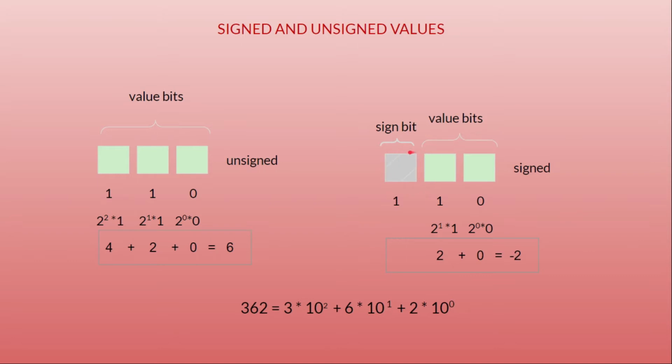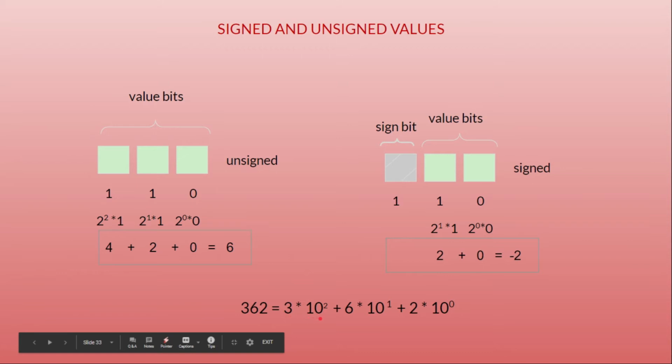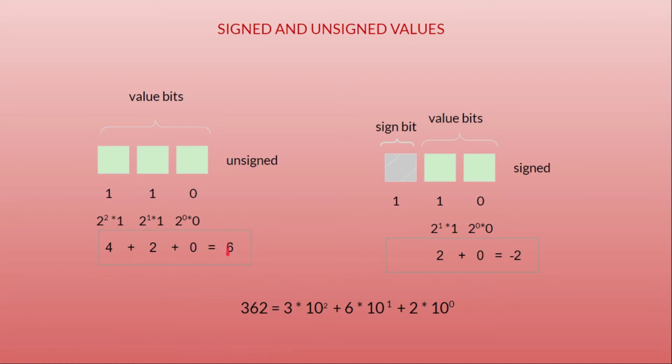So consider the example. Just as we can write 362 in the form of 3 into 10 to the power 2 plus 6 into 10 to the power 1 plus 2 into 10 to the power 0, similarly we can write any binary integer in the same form, just replacing 10 with 2 because binary is of base 2. So 1 into 2 to the power 2 plus 1 into 2 to the power 1 plus 0 into 2 to the power 0. Solving this, we will get 4 plus 2 plus 0, that is 6. So unsigned 110 equals 6 in decimal form.